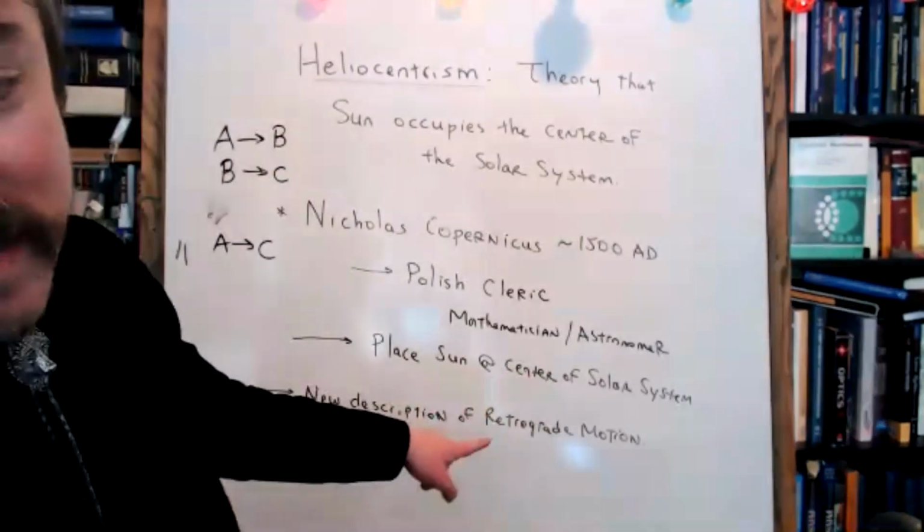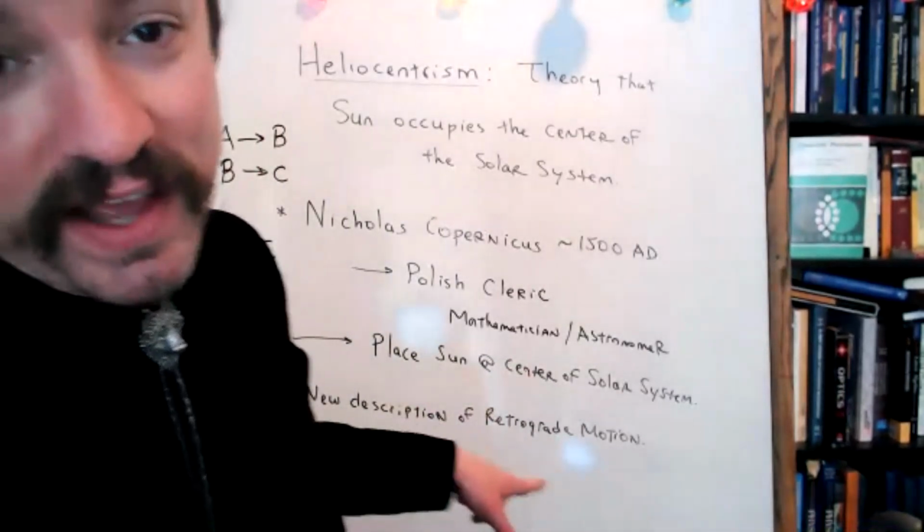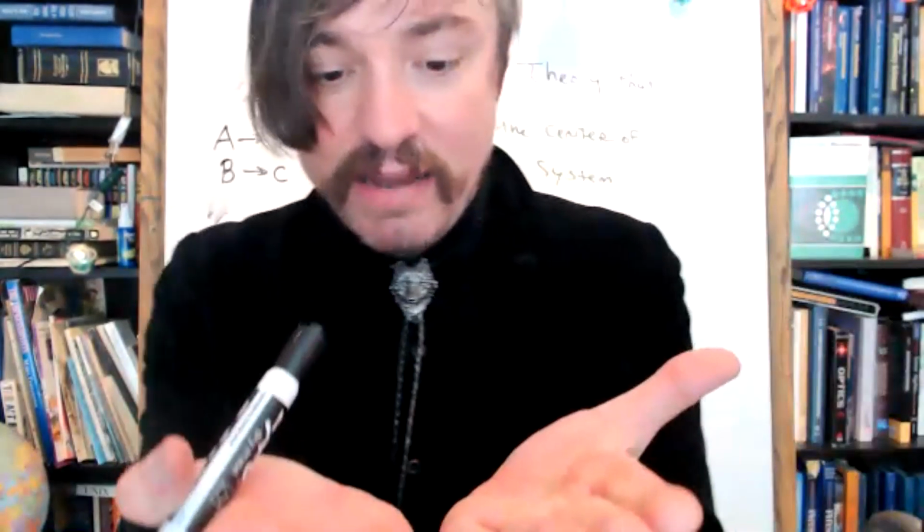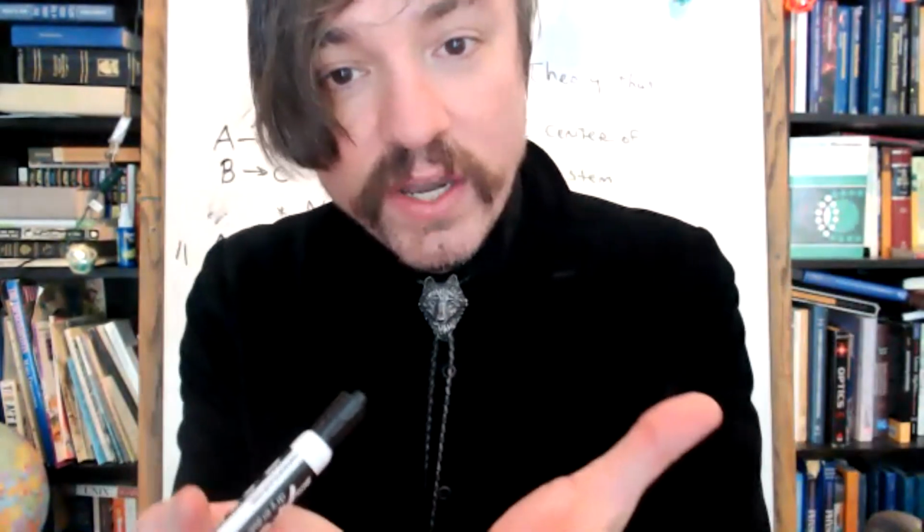And that could be troubling philosophically, but don't worry about it. Maybe it's just a mathematical model. Maybe it's not really true. Maybe this is just a convenient mathematical model. And by the way, check out my new description of retrograde motion. Pretty hot, right?